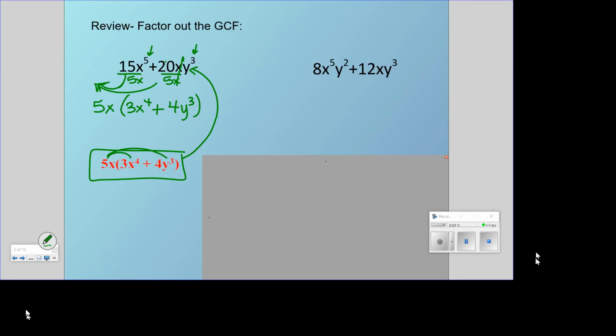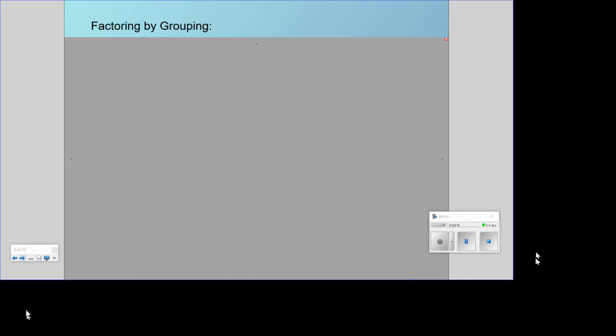So I will let you try this next one to review on your own, pulling the GCF out of 8x to the fifth y squared plus 12x y cubed. So you should notice both numbers share a 4. They each share 1x at the most and 2 y's. So the GCF is 4xy squared, leaving us with 2x to the fourth plus 3y for the terms. That's what remains after we divide out that GCF 4xy squared. Okay, so that's a review of factoring out the greatest common factor.